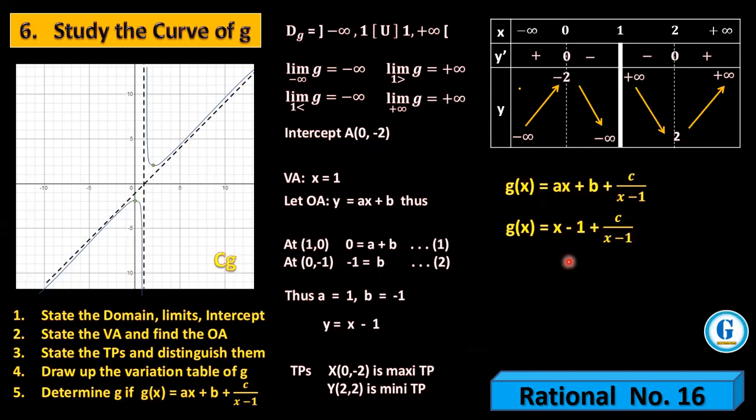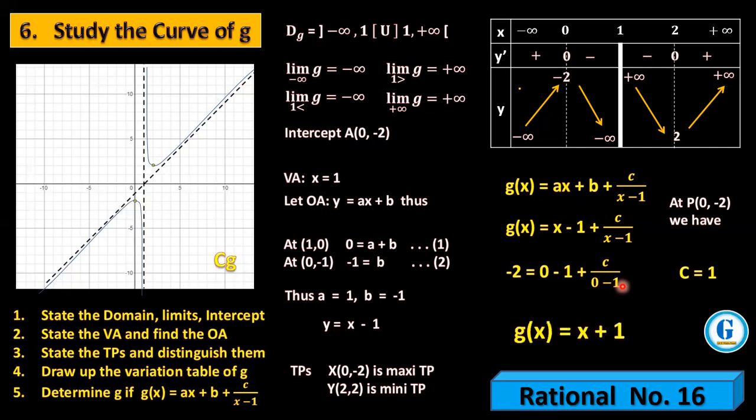How can we get the value of c? We can take any of the intercepts, like this one, and substitute. At the point 0, minus 2, which is also a turning point, minus 2 equals 0 minus 1 plus c over 0 minus 1. This gives c equals 1. Therefore, the equation of this function is x minus 1 plus 1 over x minus 1. What a beautiful equation, as simple as it is.